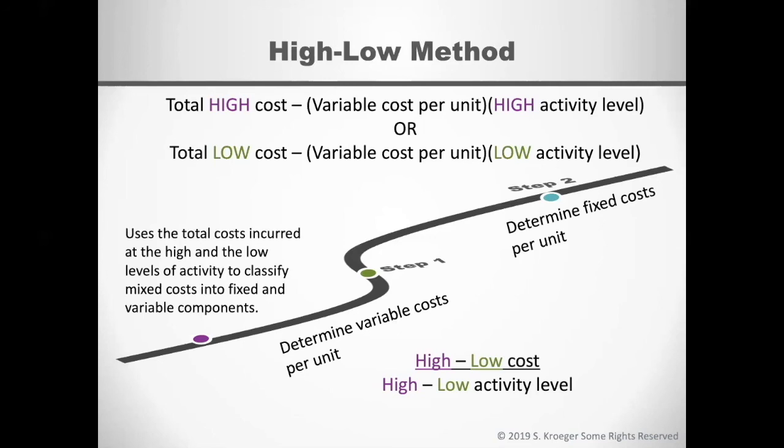To use this formula, you either take the highest or the lowest cost, then subtract the multiplication of the variable cost per unit times either the highest or lowest activity level. The variable cost per unit is the answer you got from step 1.